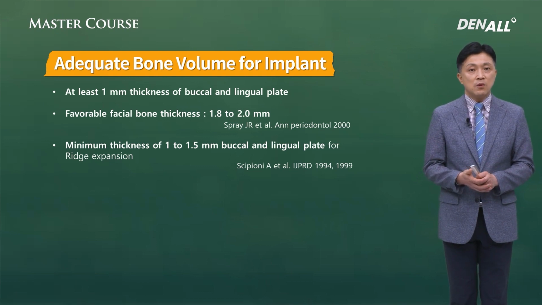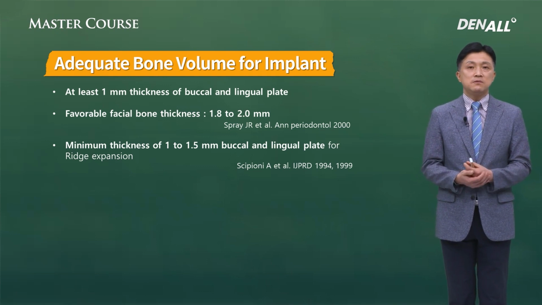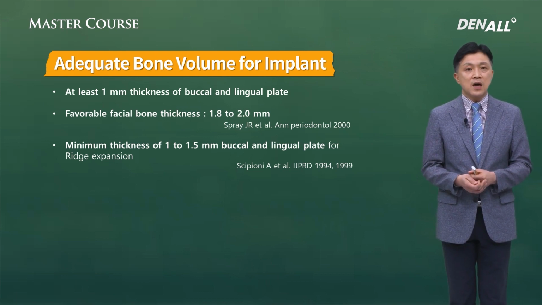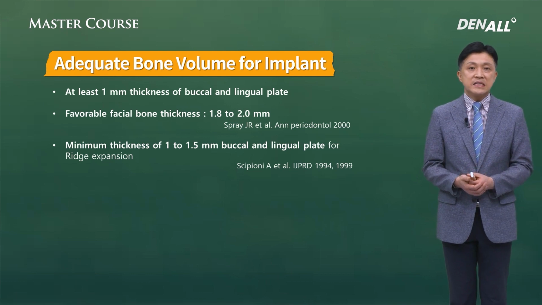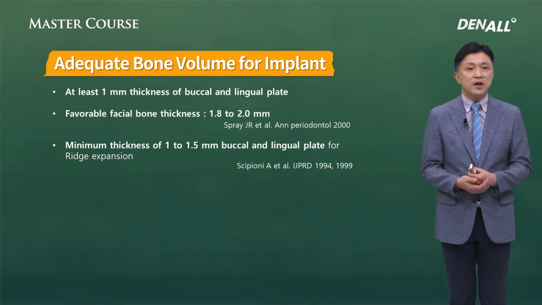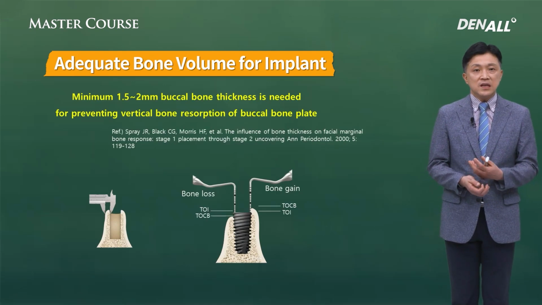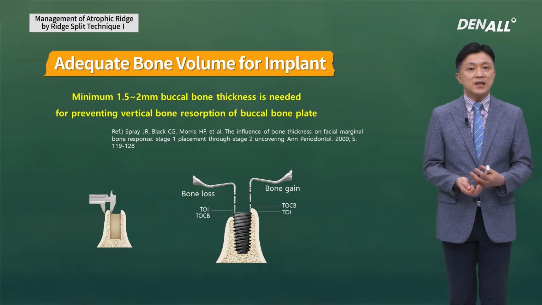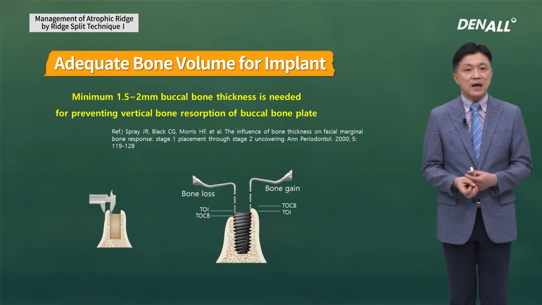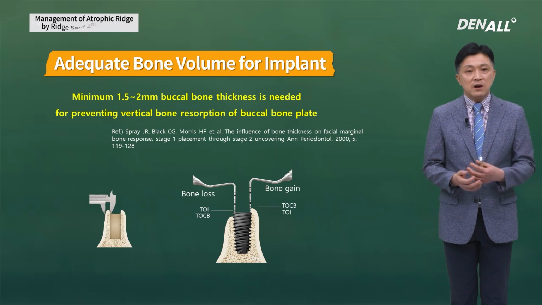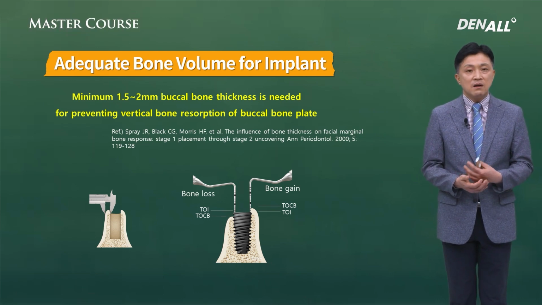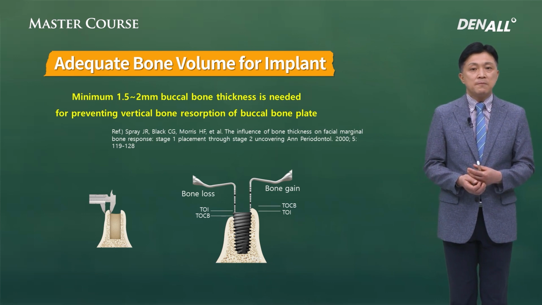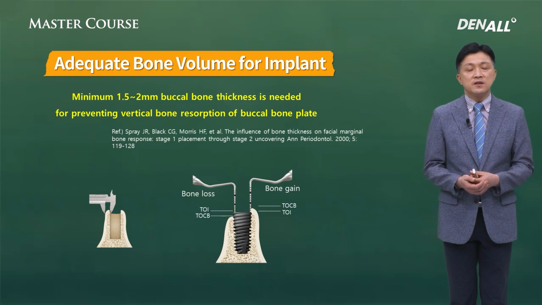How much bone is sufficient for implant placement? In the case of upper posterior, there needs to be at least a 1 millimeter thickness of buccal and lingual plate. In the 2000s, Bray said that the appropriate bone amount is 1.8 to 2 millimeter. For ridge expansion, you need at least a 1 to 1.5 millimeter of buccal or lingual plate. Therefore, there needs to be at least 1.5 to 2 millimeter of buccal or lingual bone to prevent buccal bone resorption. That is the common understanding.